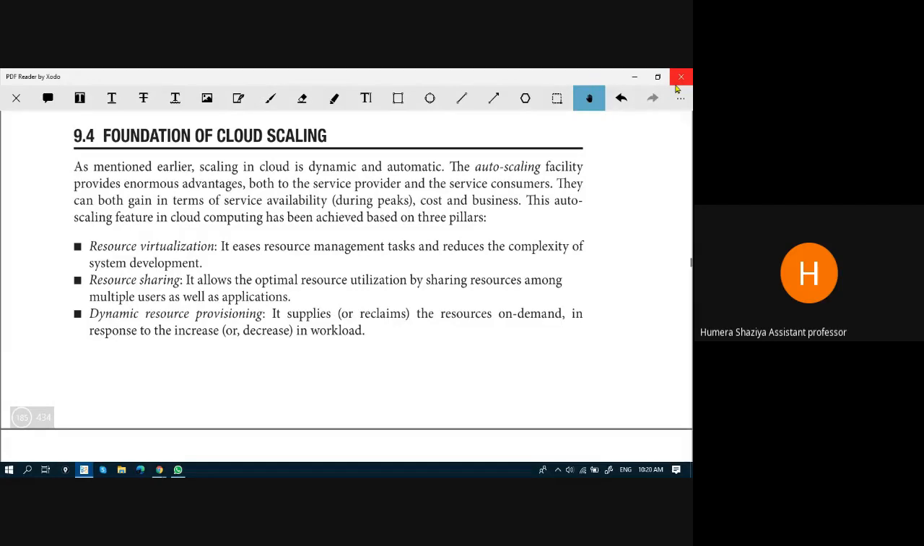And foundations of cloud scaling. Cloud scaling is dynamic and automatic. What do you mean by automatic? As the consumer specifies, or sometimes without specifying, based on the workload, the capacity would be expanded.